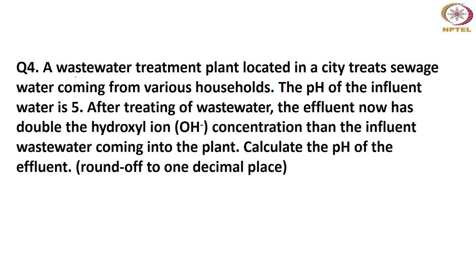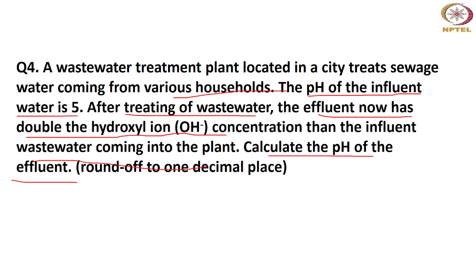The next one is, a wastewater treatment plant located in a city treats sewage water coming from various households. The pH of the influent water is 5, right? And after treating the wastewater, the effluent now has double the hydroxyl ion concentration. So the effluent water has double the hydroxyl ion concentration of the influent wastewater coming into the plant. So calculate the pH of the effluent. That's your question: calculate the pH of the effluent water, which has double the hydroxyl ion concentration with respect to the influent wastewater.